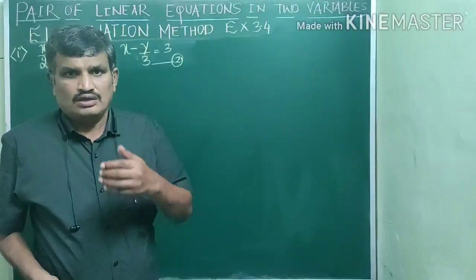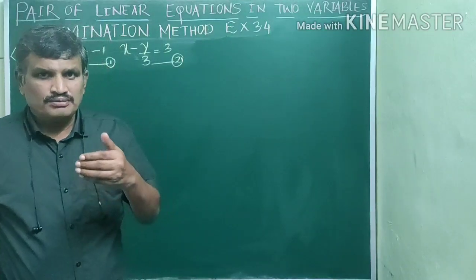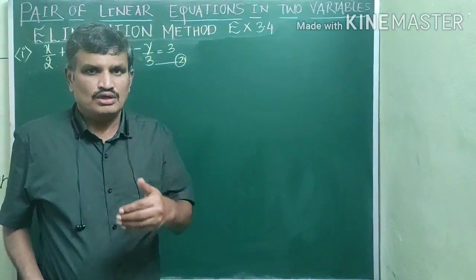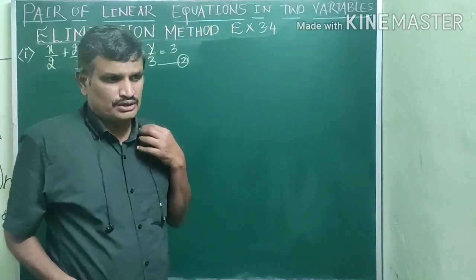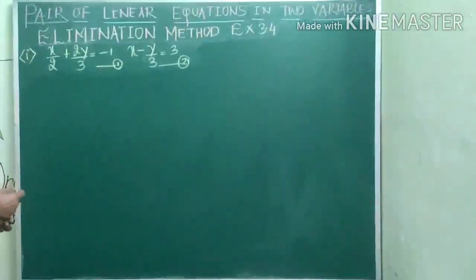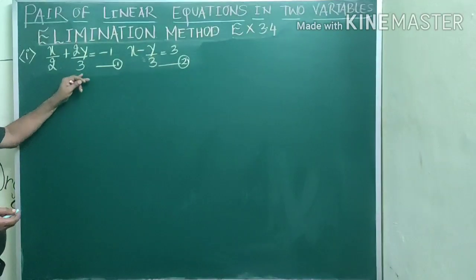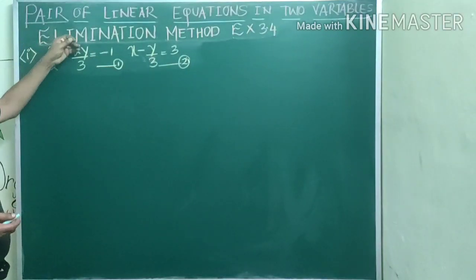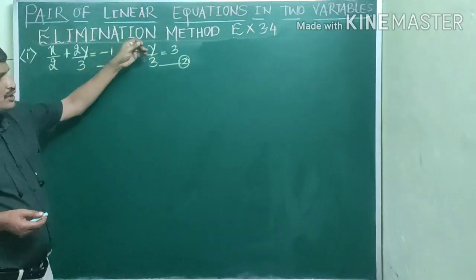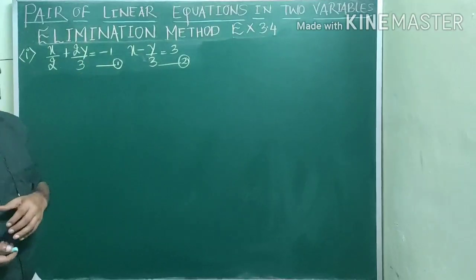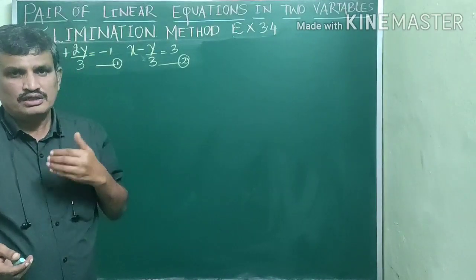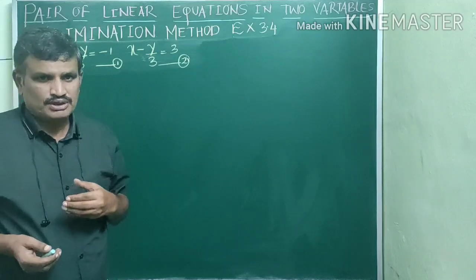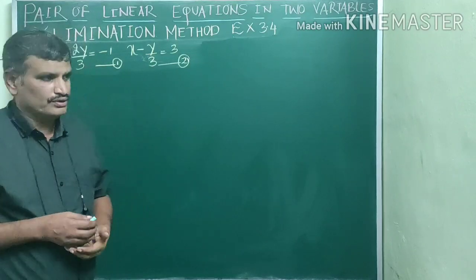Children, now let us take up the second example and try to solve it by elimination method. How to do it, let us see. Now here I have taken a typical example. See, the coefficients of x and y are rational numbers. How to solve a problem when the coefficients of x and y are rational numbers by elimination method? That is what we have to see in this video.